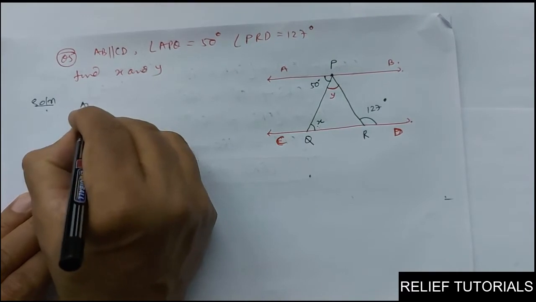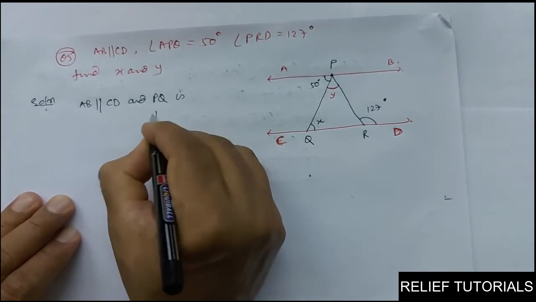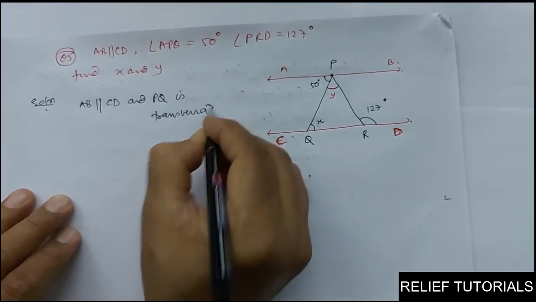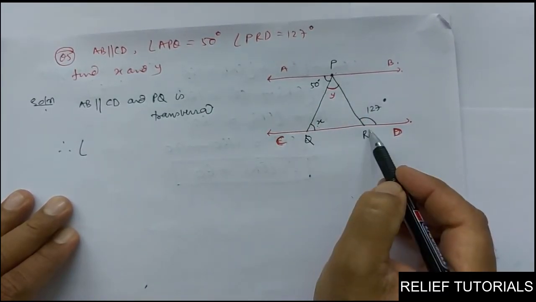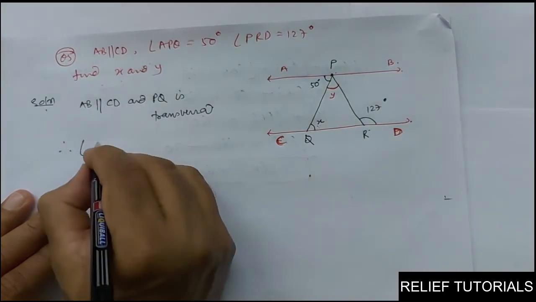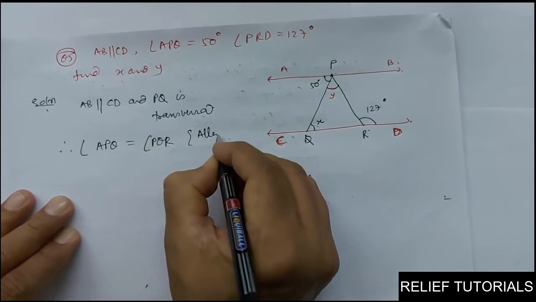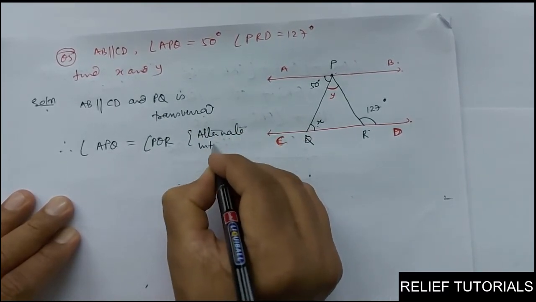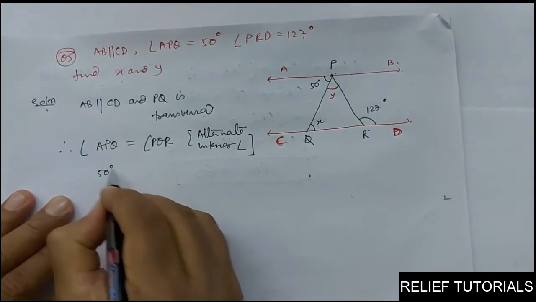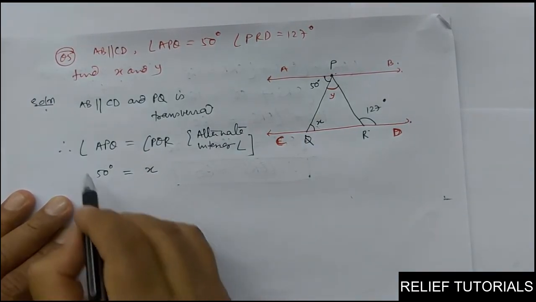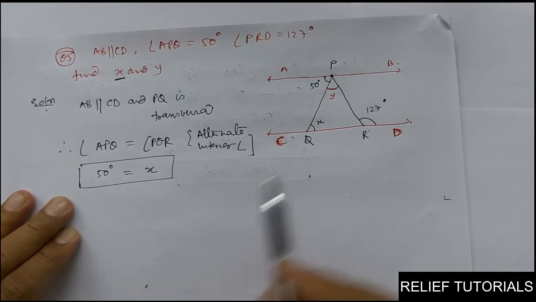What you can say here, AB is parallel to CD and PQ is transversal. So therefore, angle APQ is equal to angle PQR. These are alternate angles. Alternate interior angle. This is symbol of angle. So APQ is equal to 50 degree and PQR is equal to x. So we got x is equal to 50. Now we have to find y.